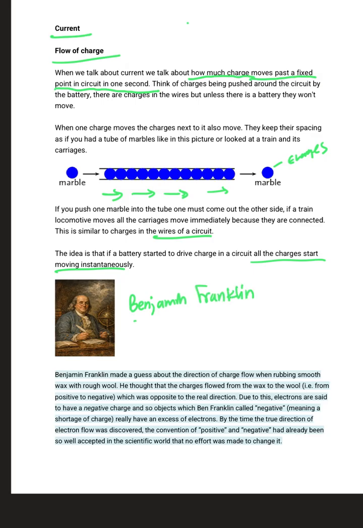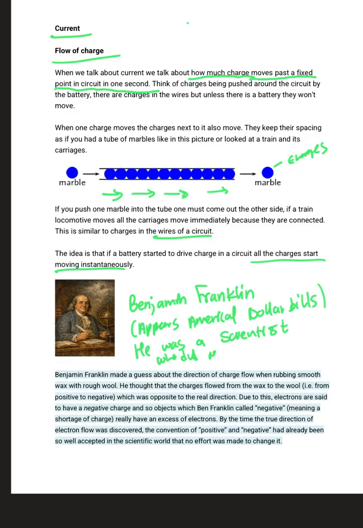Yeah, he appears on American dollar bills. He was a scientist, who did research in electricity.